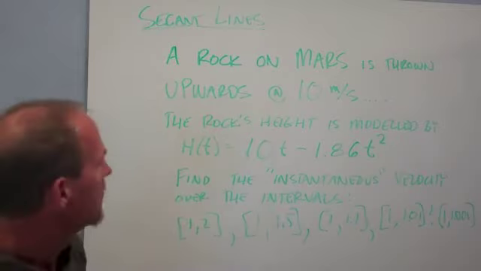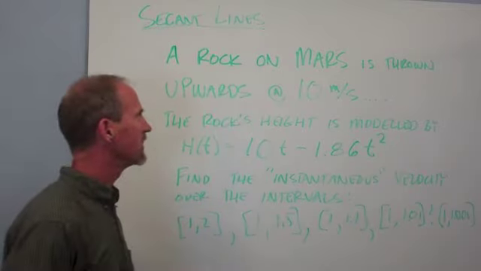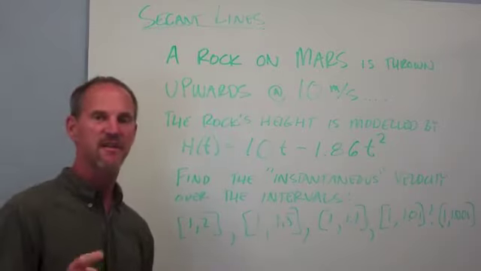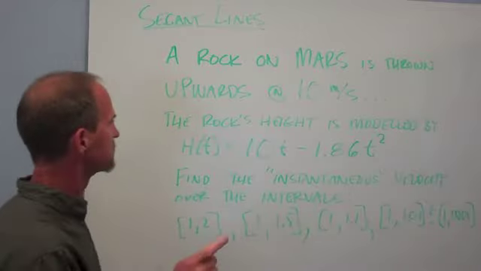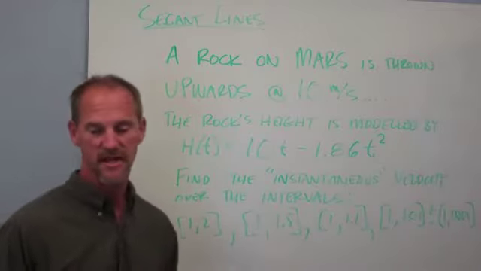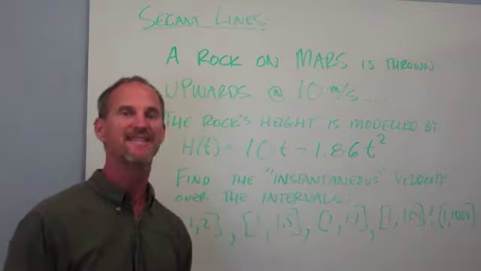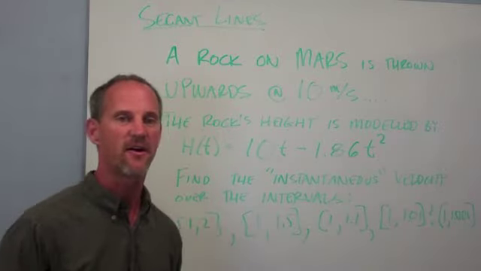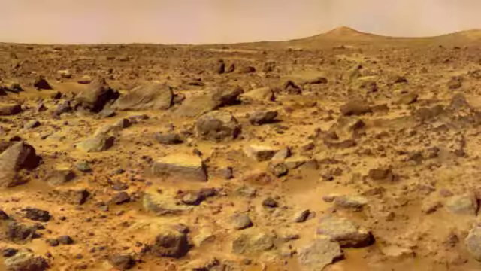We have this rock on Mars that is being thrown upwards at 10 meters per second. Gravity on Mars is less than Earth. Actually, let's wait. We shouldn't just assume this to be true. We should actually go and test this out. Let's go to Mars and see what gravity is like. All ready? Here we go.